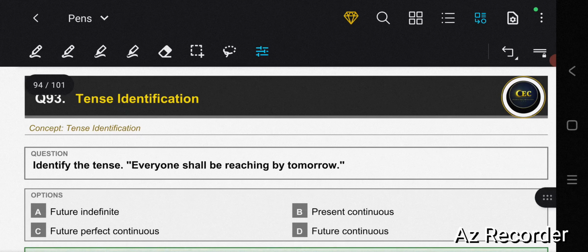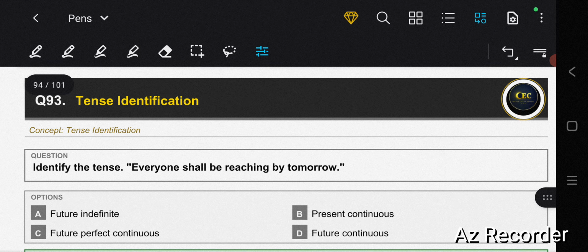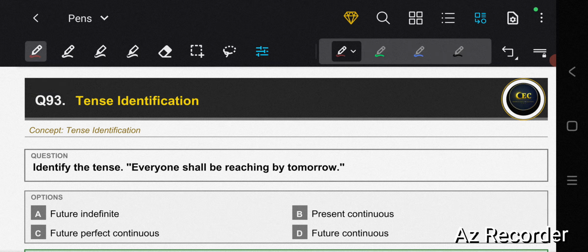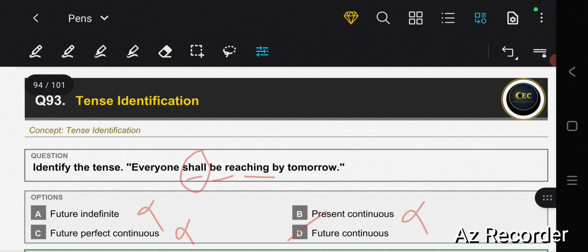Question number 93. Identification of the tense. "Everyone shall be reaching by tomorrow." Shall be reaching. "Shall be" means it's about future, and "reaching" means continuation. Okay. So future indefinite should be totally incorrect. Future perfect continuous, no, there is no "shall have been" or "will have been". So this is also incorrect. Present continuous, no, there is the verb "shall", so it's also incorrect. Future continuous, definitely it's the correct answer.